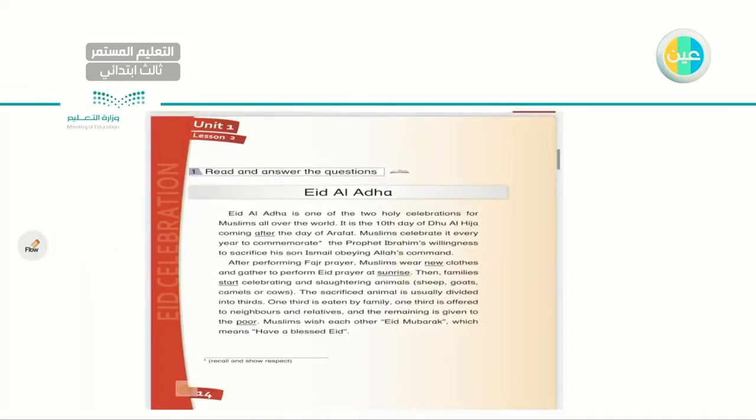Read and answer the questions. Eid al-Adha. Eid al-Adha is one of the two holy celebrations for Muslims all over the world. It's the 10th day of the Hijjah, coming after the day of Arafat. Muslims celebrate it every year to commemorate the Prophet Ibrahim's willingness to sacrifice his son Ismail, obeying Allah's command.